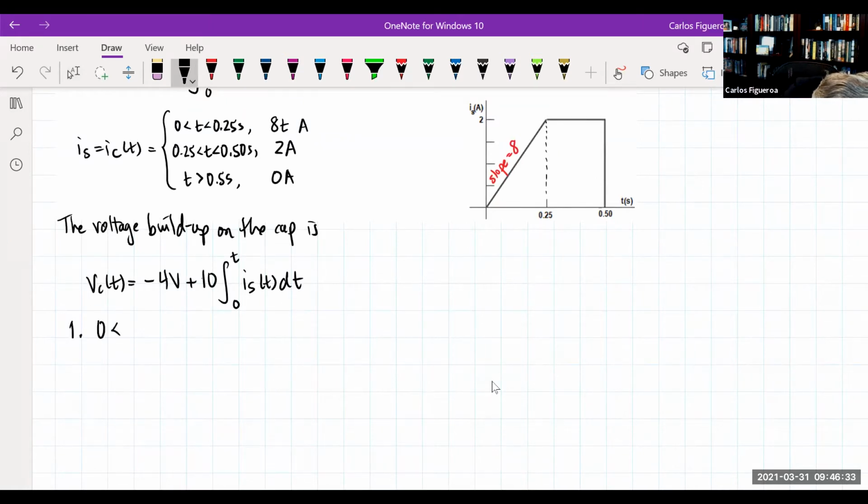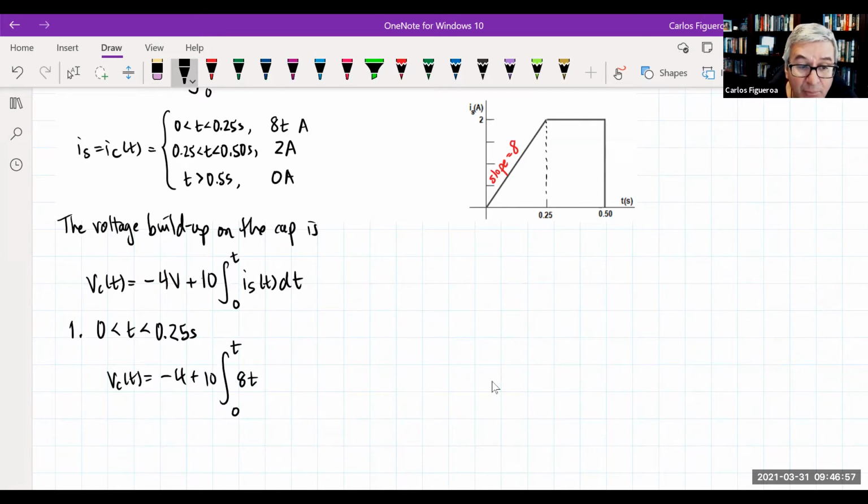So the first thing is I'm going to look at the time between 0 and a quarter of a second. If that's the case here, then I know that my source has got to be AT. So then I'm going to write that VC of t is going to be -4 plus 10 times the integral of my current, AT, between 0 and t, and remember t cannot exceed 0.25 seconds. I'm going to get this guy right here.